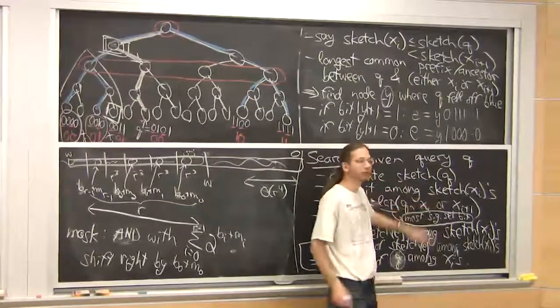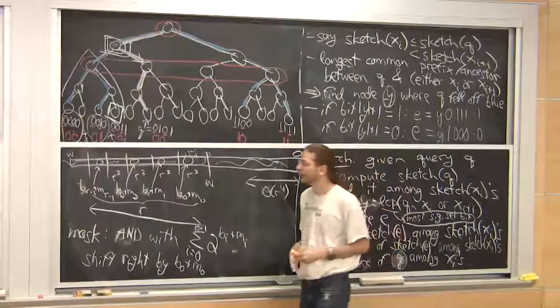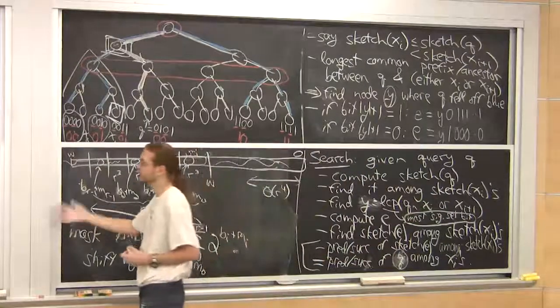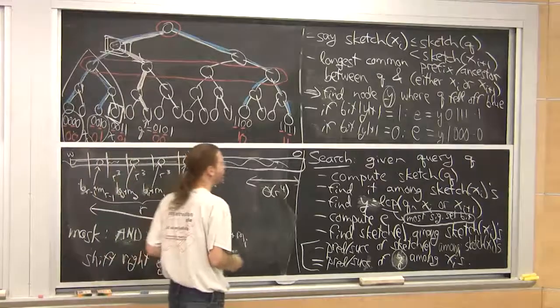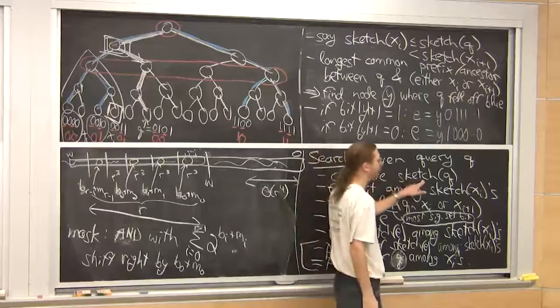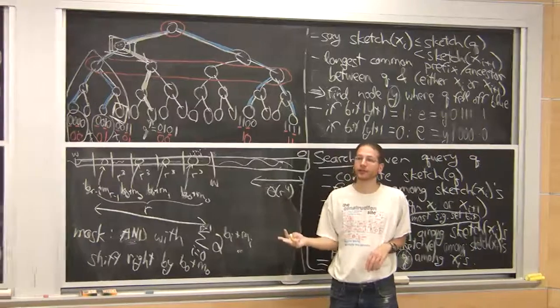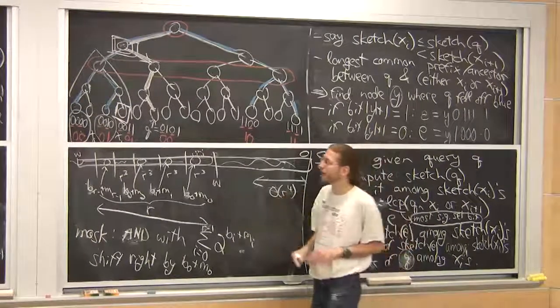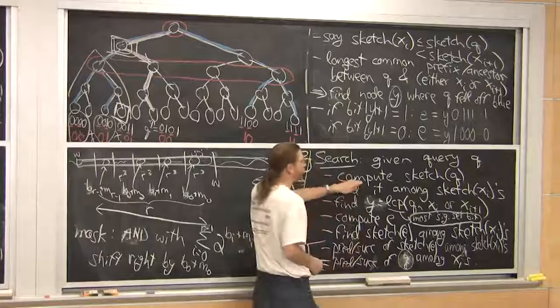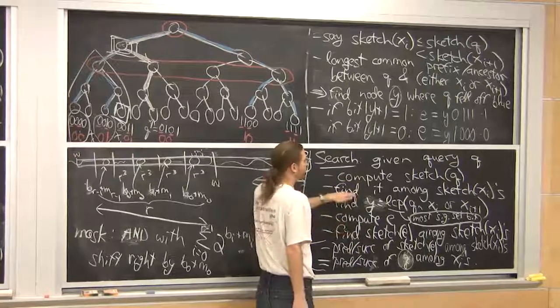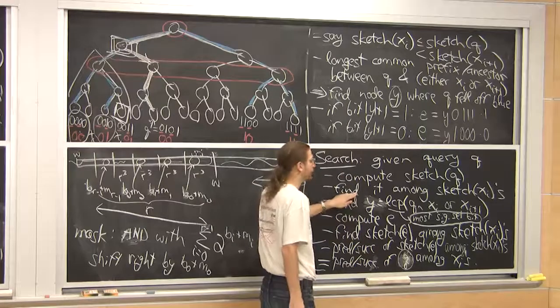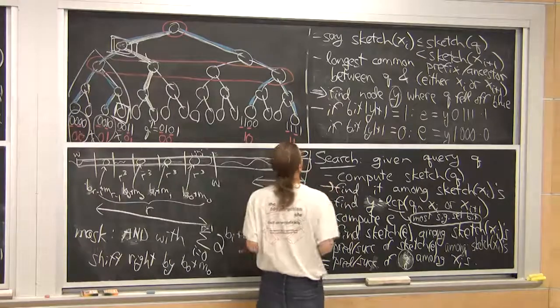Okay, the sketch of the xi's we can pre-process. We can actually spend a lot of time finding the sketch function. But then we have to fix the sketch function. We have to be able to compute sketch of Q in constant time. That's what we just did. Sketch of Q is one multiplication, and another and. So computing sketches is fast. That's the steps, computing sketch of Q. Now, next step is find it among the sketch of the xi's. So this is the next thing we want to make fast.